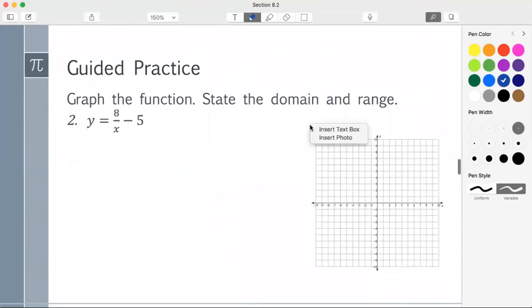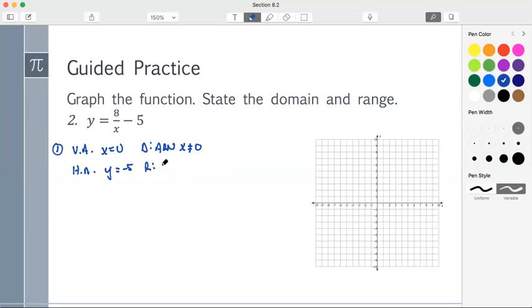Okay, number 2, again, at Puzzle People, you're going to be entering your vertical, horizontal asymptotes and your domain and range. All right, so for step 1, your vertical asymptote for this problem is going to be x equals 0. There is no h. Thus, the domain is all real numbers such that x cannot equal 0. Your horizontal asymptote, notice there is a k, so we have y equals -5. Thus, your range is all real numbers such that y cannot equal -5.